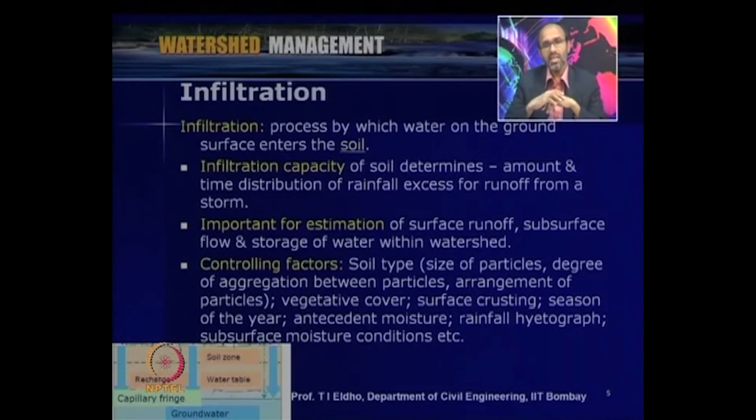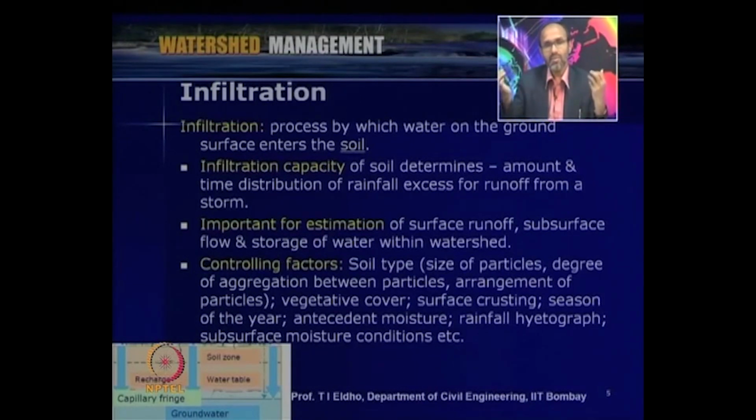As we discussed in one of the earlier lectures, the factors that control infiltration are the soil type, like size of particles, degree of aggregation between particles, arrangement of particles, what kind of vegetative cover is there, surface crusting, season of the year, the soil moisture level available within the soil, or so-called antecedent moisture, rainfall hydrograph, subsurface moisture conditions, etc. We had a detailed discussion on infiltration in one of the earlier lectures, so we will not discuss it further.